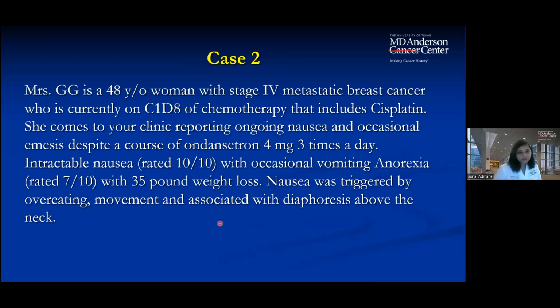Going on to case 2, so we have Mrs. GG, who's a 48-year-old lady. She has stage 4 metastatic breast cancer. She is on a cisplatin-based chemotherapy regimen, and she comes complaining of nausea and emesis, again not relieved by a dose of ondansetron. She rates her nausea really high with occasional vomiting and weight loss, and she has multiple other symptoms associated with nausea that are impacting her quality of life.